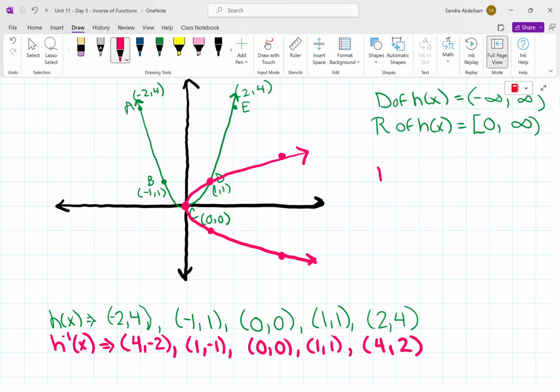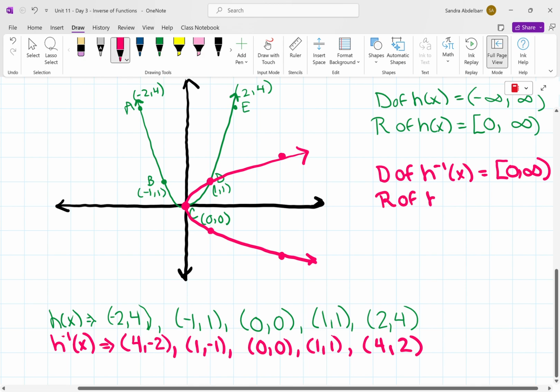All right, let's list out the domain of the inverse. You're looking at my pink graph. The inverse is the pink one. What is the domain of my pink graph? 0. Good. My domain is 0 to infinity.